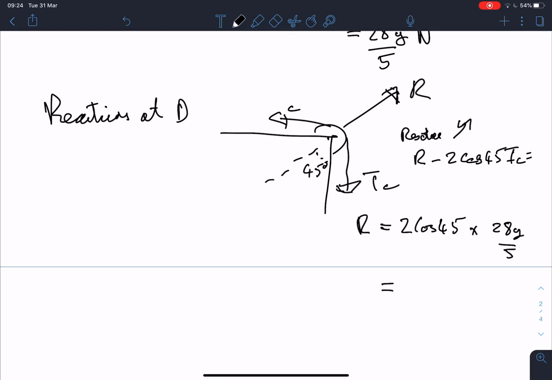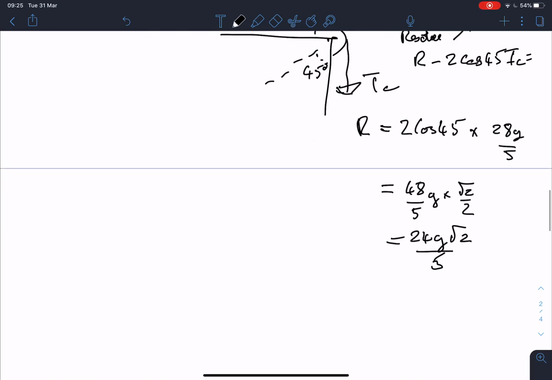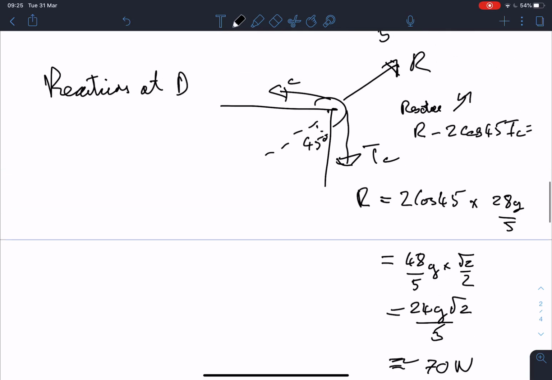Just run out of space on the side of the page here. How do I get that to go down? Nightmare, what's going on here? Nearly finished it anyway. There it is, keyboard down, found it, sorry.